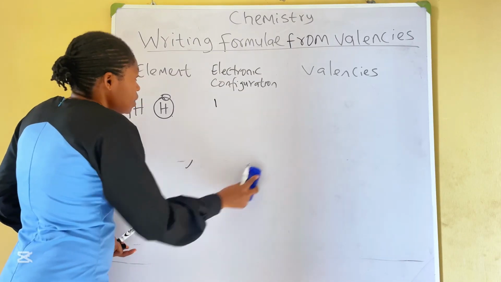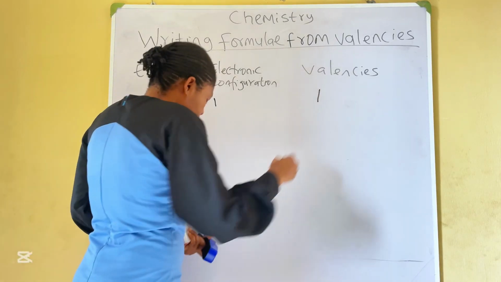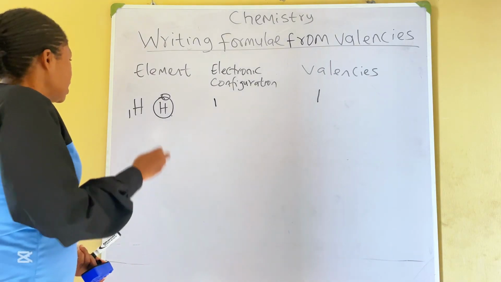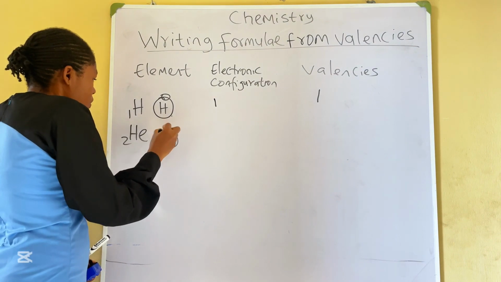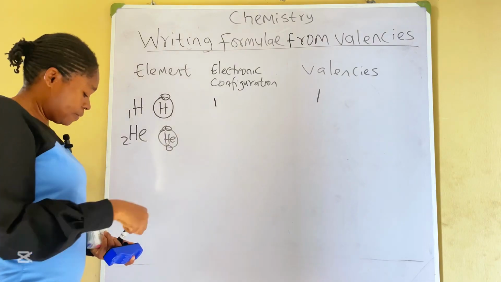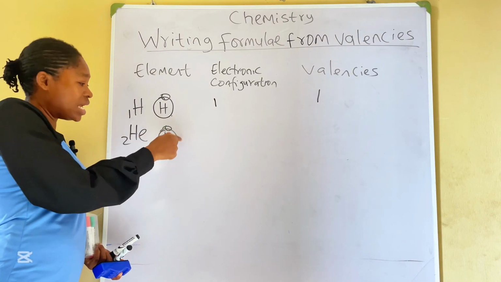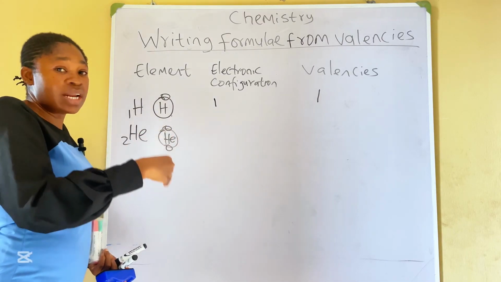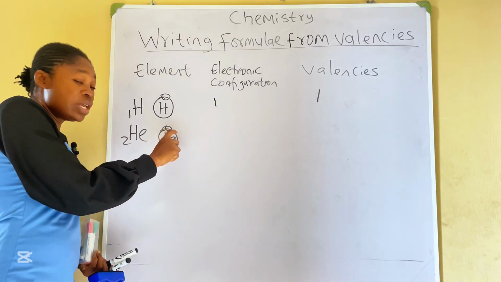So the valency of hydrogen is 1. Remember, valency does not have charge. Alright, let's look at number 2, helium. Helium has 2 electrons in its outermost shell. Valence electrons means the total number of electrons in the outermost shell. So this helium is stable. It cannot donate or lose an electron.